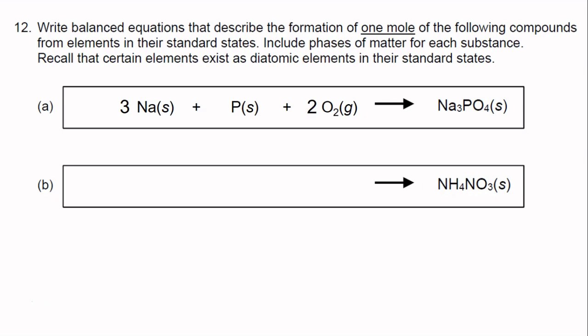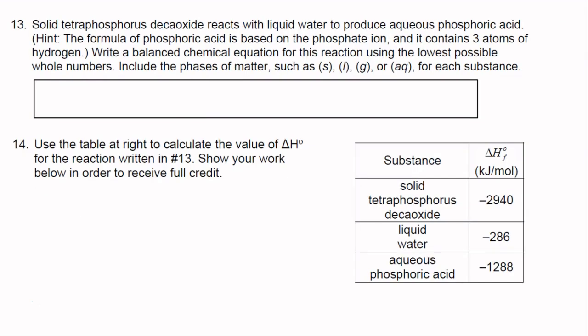In our next example, we have nitrogen, hydrogen, and oxygen. They're all diatomic gases. Nitrogen's already balanced. We have 2 on both sides. I need 4 hydrogens and 3 oxygens, so I can use fractional coefficients if I need to. All right, so these are correctly balanced. Formation of 1 mole. Let's move on to number 13.